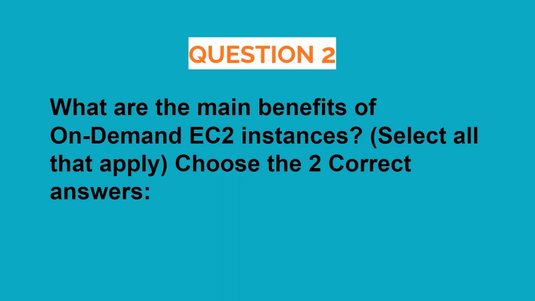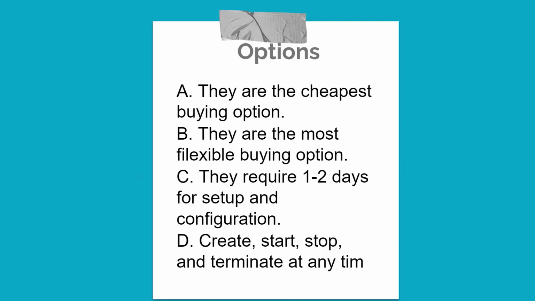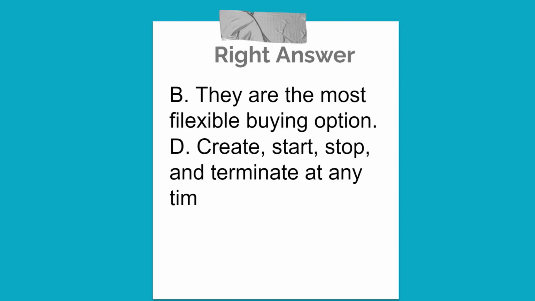Question 2. What are the main benefits of on-demand EC2 instances? Select all that apply. Choose the two correct answers. Option A. They are the cheapest buying option. B. They are the most flexible buying option. C. They require 1-2 days for setup and configuration. D. Create, start, stop, and terminate at any time. Right answer is B. They are the most flexible buying option. D. Create, start, stop, and terminate at any time.